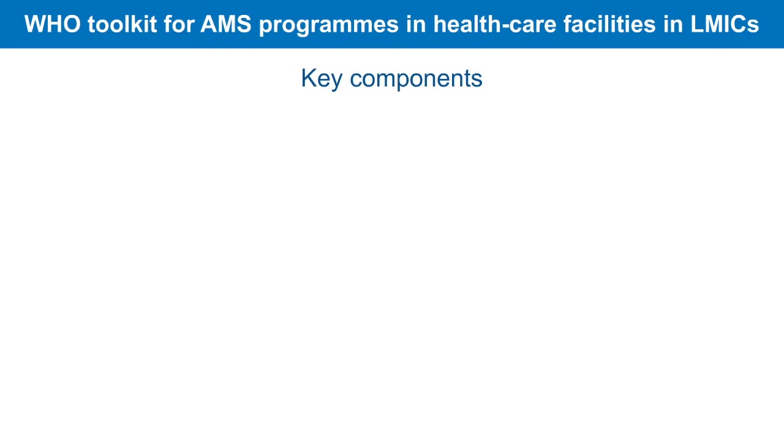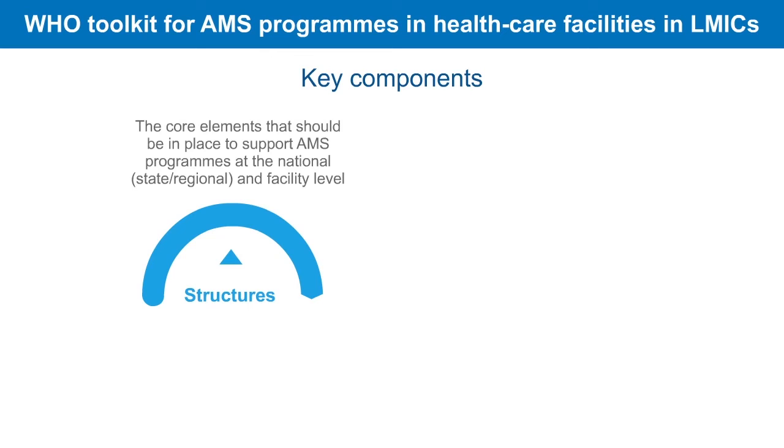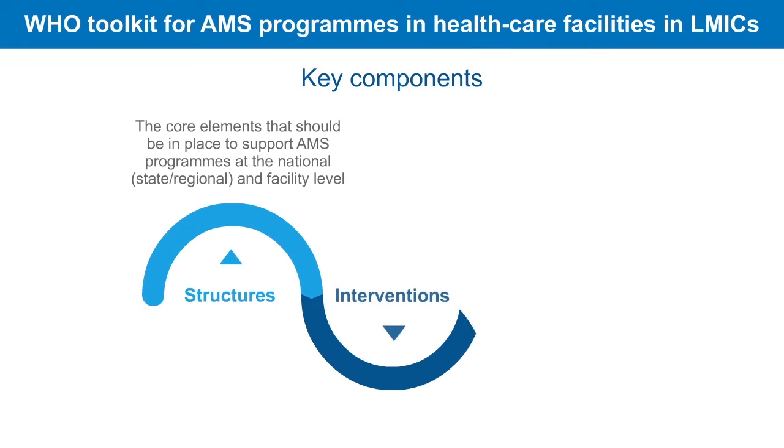The WHO Toolkit for AMS programs in healthcare facilities in LMICs provides guidance on structures, interventions and education and training for AMS in facilities. Structures refer to the essential core elements that should be in place to enable AMS programs at the facility level. That is, AMS team, clinical treatment guidelines and surveillance of resistance and antibiotics.